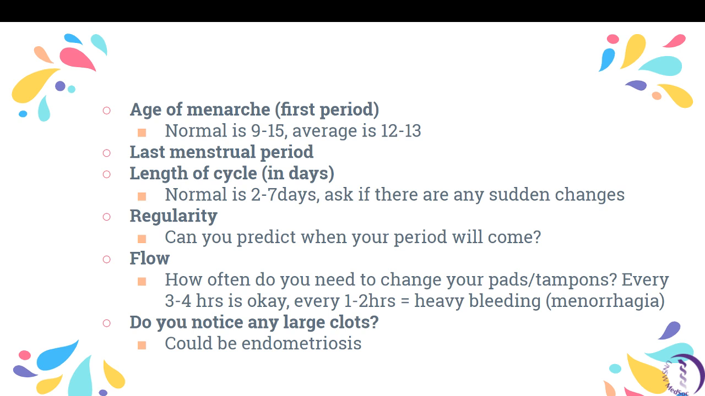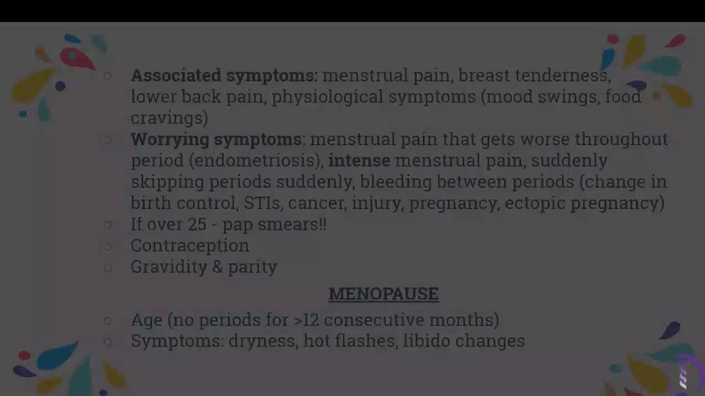Something you might also want to ask about is the consistency, so whether they notice any large clots, because this could be a sign of endometriosis. Just a warning, you don't need to know that large clots mean endometriosis for the OSCE exam. I'm putting it this way because this is what you'll need to know for the third year exams anyway. If you know what you're looking for, you'll know why you need to ask whether they see any large clots in their period. Also, if you have any questions at any time, feel free to let me know.